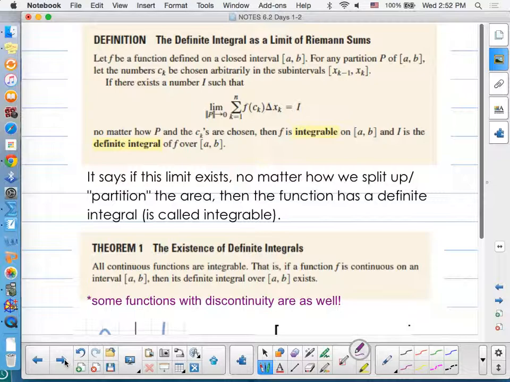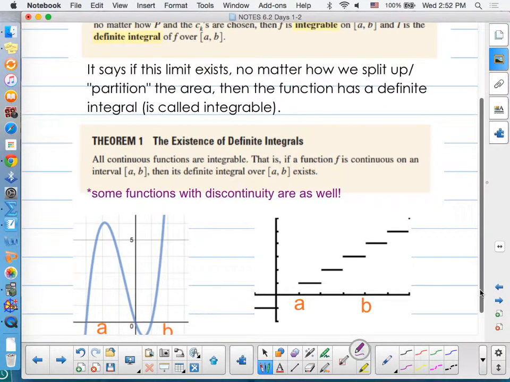It's saying if this limit exists, if when I make those rectangle bases really small and I have infinitely many of them, they settle on a number as a limit, no matter how we split up the area, then the function has a quality that we say we are able to integrate the function, has an integral, a definite integral. And that integral is that value that we found, that summation of all the pieces under the curve. So theorem 1 is an existence theorem.